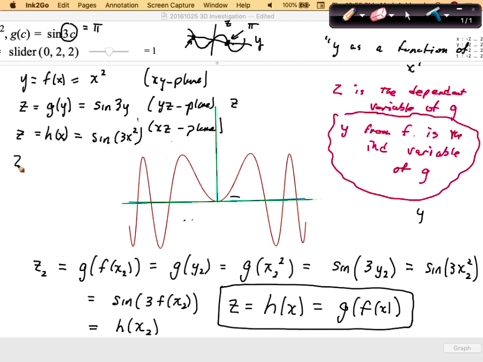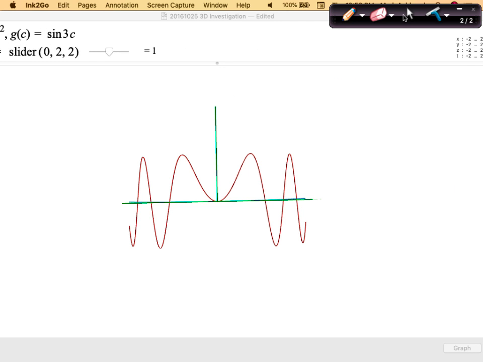But we also know that z is g of f of x. Where should I look to see that? So here I can look in the xz plane to see z is the graph of sine of 3x squared. So I can just open up a different, oh no. Oh no. Undo. What happened? All gone. Oh, so sad. So, let's write it out.